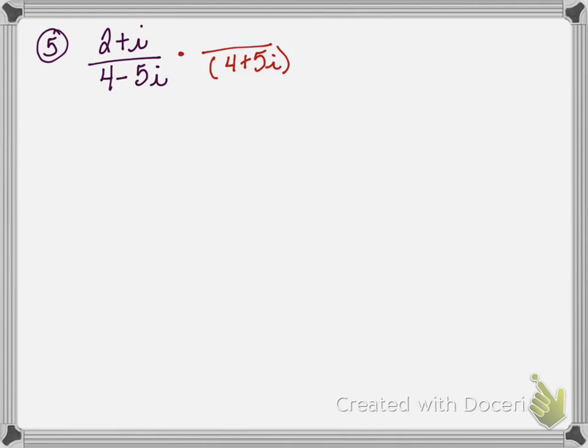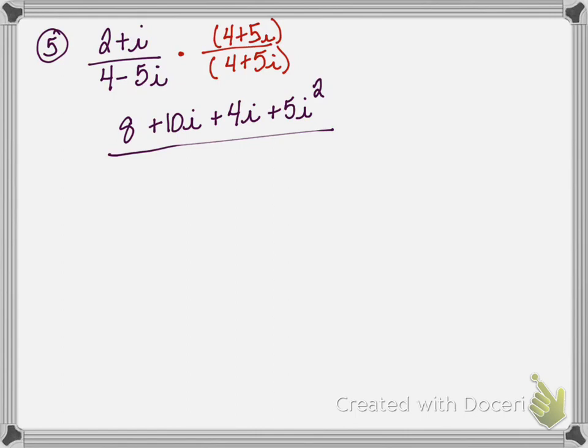If I do that on the bottom, what do I do on the top? Good. Sometimes students want to multiply the top by the inverse of the top, but that's not what we want to do. Okay? Okay, now I just FOIL both of them. 2 times 4 is 8. 2 times 5i is 10i. i times 4 is 4i. i times 5i is 5i squared. We'll deal with that 5i squared in a minute.